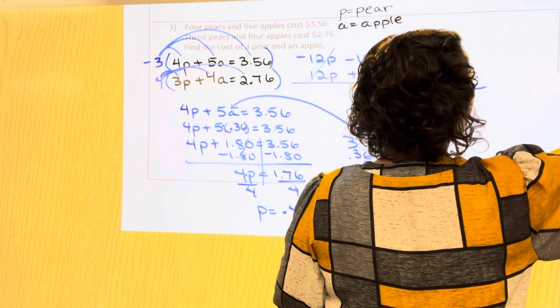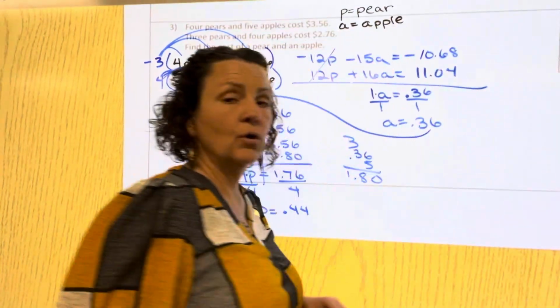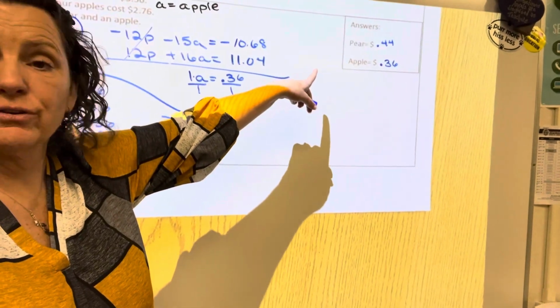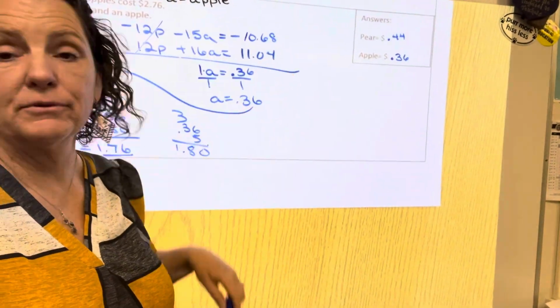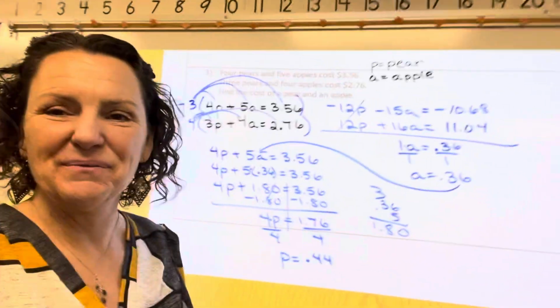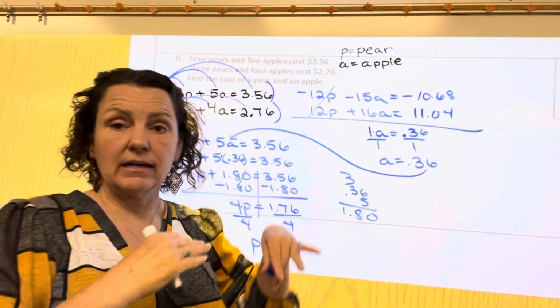So we now have solved for our two unknowns. We have the answer area, and I put my answers over there. So pears are 44 cents and the apples are 36 cents. Good job. Now that's the end of this side of the page.